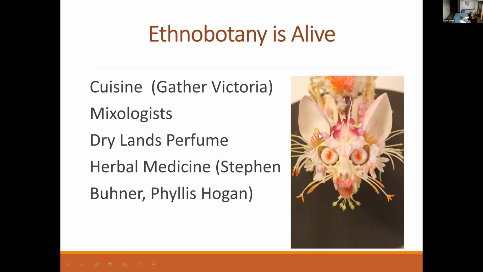So this is ethnobotany. In our modern cuisines, Gather Victoria is a website. I was going to try to do a recipe from them, but she's just incredibly creative about using plants in amazing food recipes. Today we have mixologists, right? People making alcoholic and non-alcoholic drinks using a combination. Their palate is global, so they're using amazing combinations. You can get ashwagandha in your lattes.